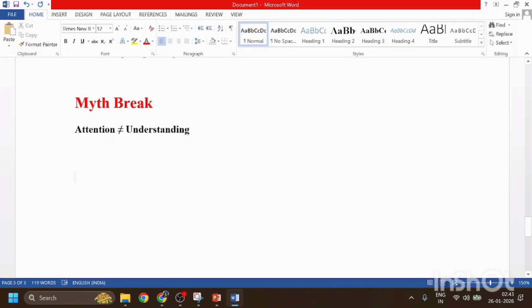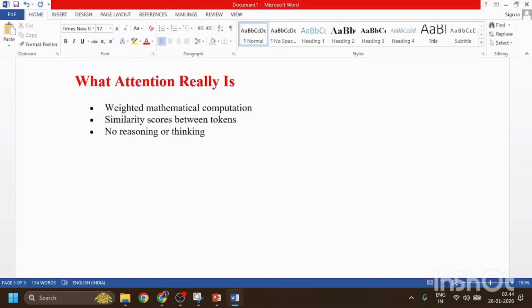Now we can see here a myth buster. Attention is not equal to understanding. Then what is attention? If it is not understanding, then what? What attention really is: attention is just weighted math.